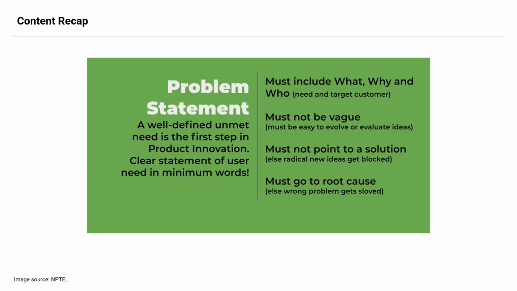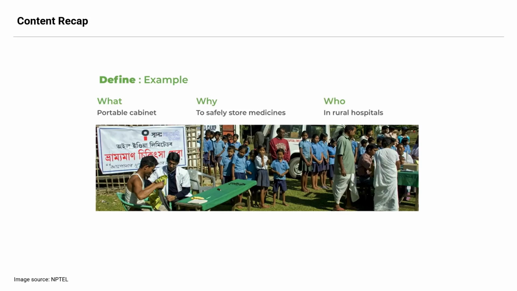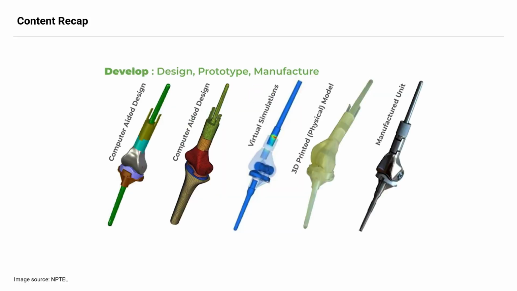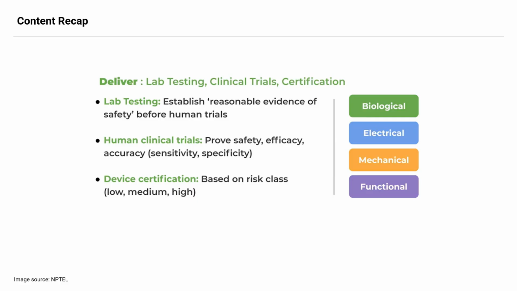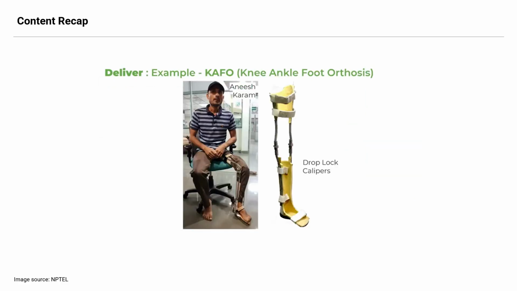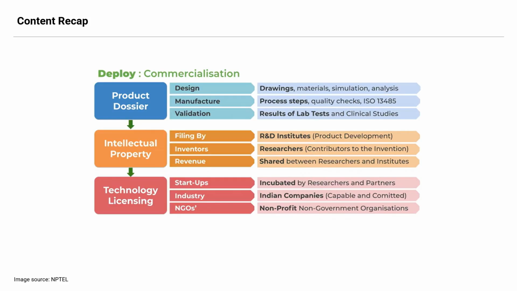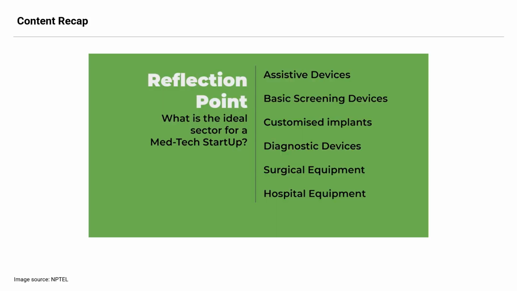familiarization, the problem statement, what it should include, what it should not include. It should not be vague. It should not pinpoint to the solution, but it must go to the root cause. And then he gives an example of how you define the problem area. So these are certain examples, the feasibility test, and the develop stage, with an example of how one has developed so many things. This is the knee ankle foot orthosis by Anish Karam. It was also granted a patent. Right. So business model, I think we've already seen it.